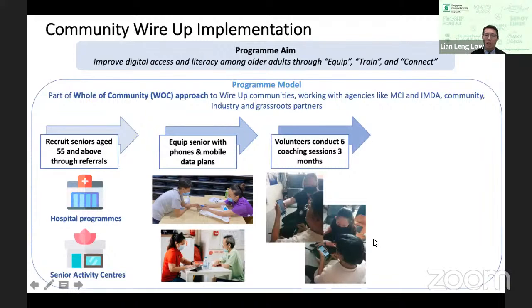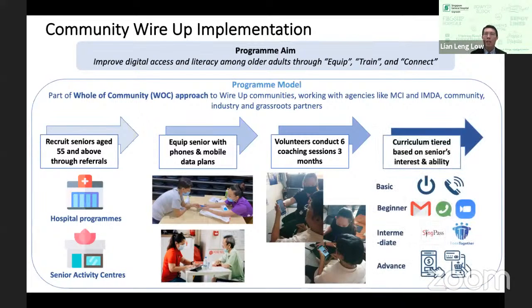For the next 3 months, our volunteers will engage with these seniors in an average of 6 coaching sessions conducted either face-to-face or via a virtual platform over a period of 3 months. Next. And using a tiered curriculum, the seniors will be started off with basic smartphone features like how to turn on the phone, how to make phone calls, and then subsequently we teach them to master basic communication tools like email, WhatsApp, and also Zoom video calls.